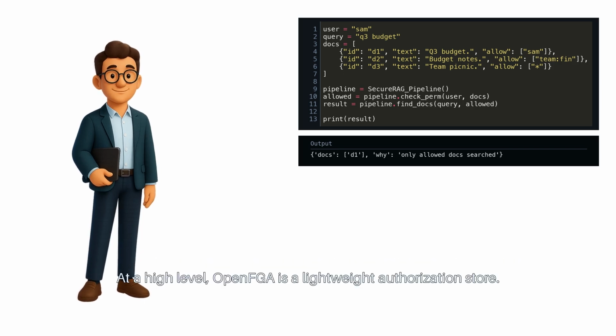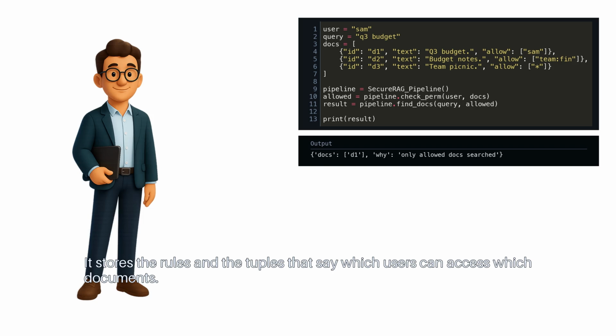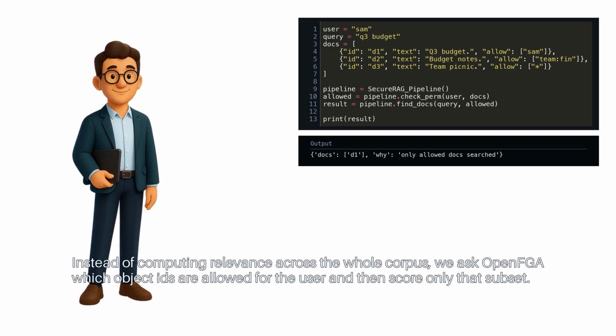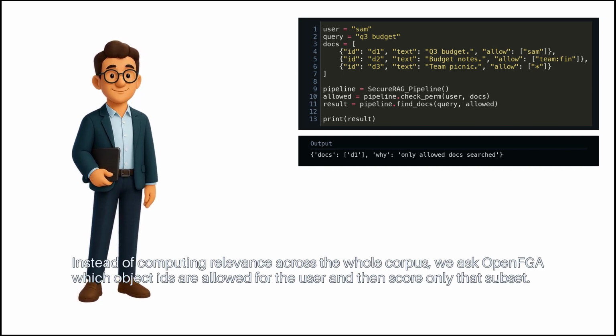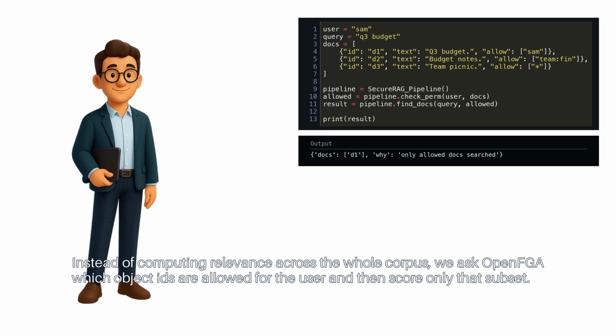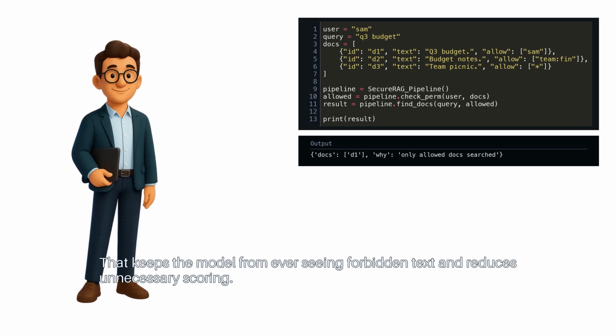At a high level, OpenFGA is a lightweight authorization store. It stores the rules and the tuples that say which users can access which documents. Instead of computing relevance across the whole corpus, we ask OpenFGA which object IDs are allowed for the user, and then score only that subset. That keeps the model from ever seeing forbidden text and reduces unnecessary scoring.